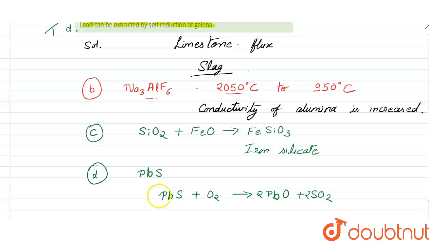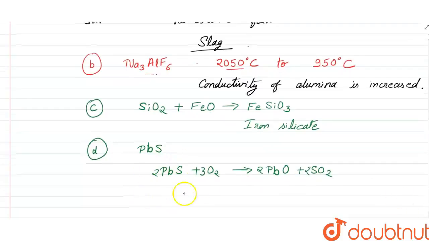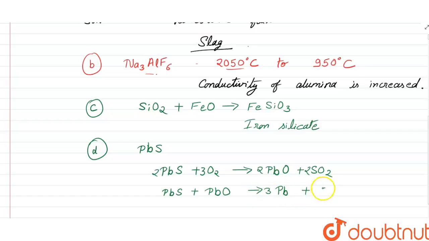So let's put 2 here, then 3 here, and then 2 here. So this is a balanced equation by which we can represent the oxidation of the ore, as a result of which PbO is formed, that is, oxide of lead is formed. Now this ore reacts with its own oxide and can give us lead here. So we can get 3 molecules of lead here, and sulfur dioxide would be removed in the gaseous form from the reaction mixture. So we got the lead here.